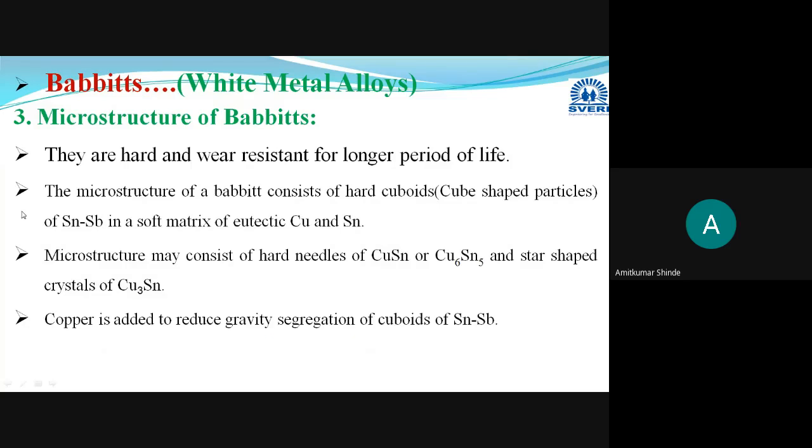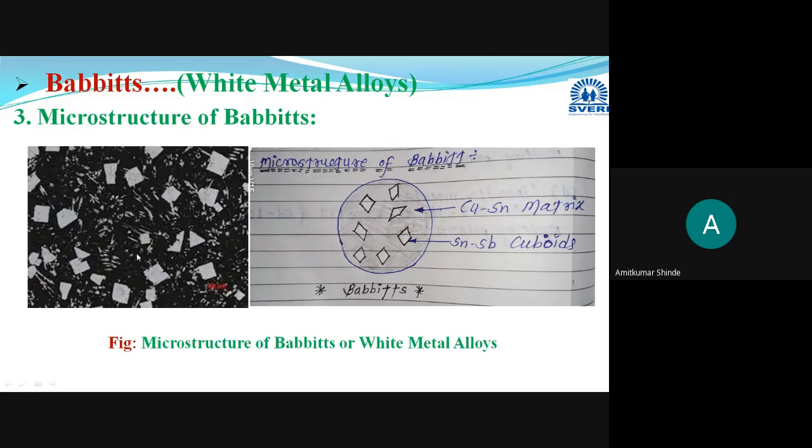Here I have mentioned it: the microstructure consists of hard needles, which are complex compounds formed by copper and tin. They may be needle shaped or sometimes star shaped. These are the needle shaped structures.